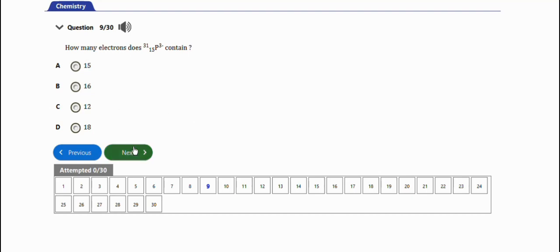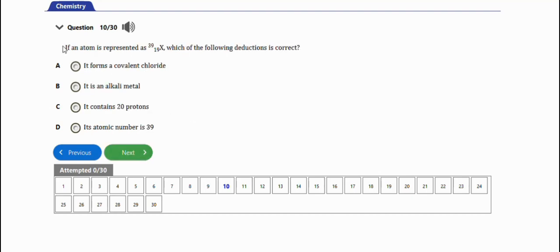The next question will be this one. It says, if an atom is represented as this, which of the following deductions is correct? It forms a covalent chloride. It is an alkali metal. It contains 20 protons. Its atomic number is 39. So the right option is option B.